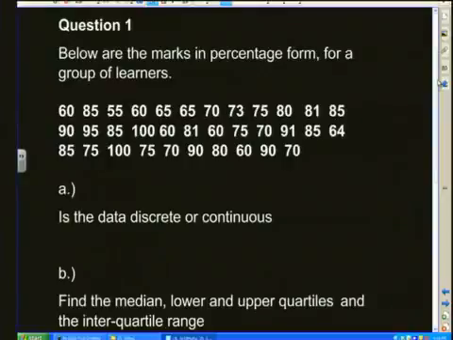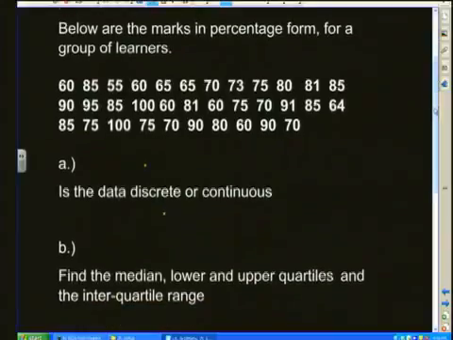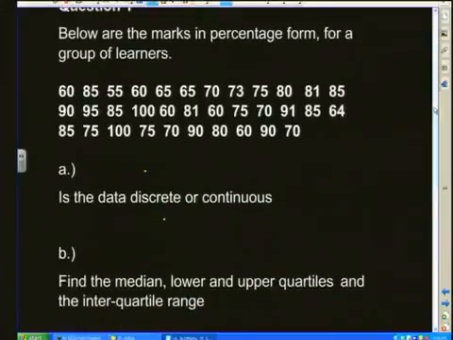Okay, you were given marks in percentage form for a group of learners. And the first thing you would need to do is, when you look at that data, before you look at the questions, just look at it yourself and decide, well, what kind of data is this? Is it grouped? Is it ungrouped? Is it discrete? Is it continuous? Start asking yourself questions about the data so that when you start looking at the actual questions they've asked you, you have an idea of where you can go with answering the question.